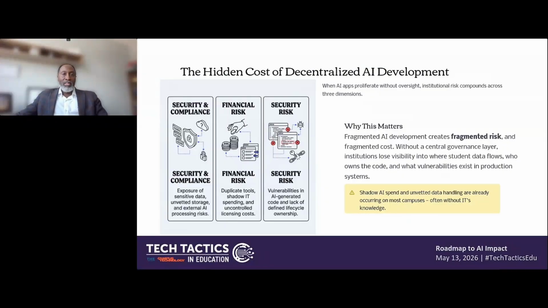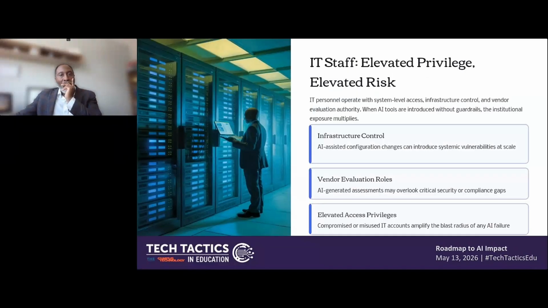So, the institutional risks: security, compliance, more so data, and financial risks. Duplicate AI tools potentially mean more money and more costs that the organization is incurring. Then there's the security risk in terms of cybersecurity vulnerabilities of code and those things. Our IT teams are also diving into AI, whether for coding or other uses, and that may also present risks. So we have that on the horizon.